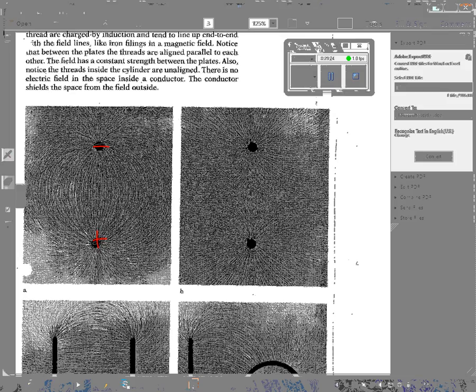Okay, this is what they're talking about. This is the Faraday cage. There's no lines, right? It's just all random. It's all jumbled up. Faraday cage. No electric field inside.